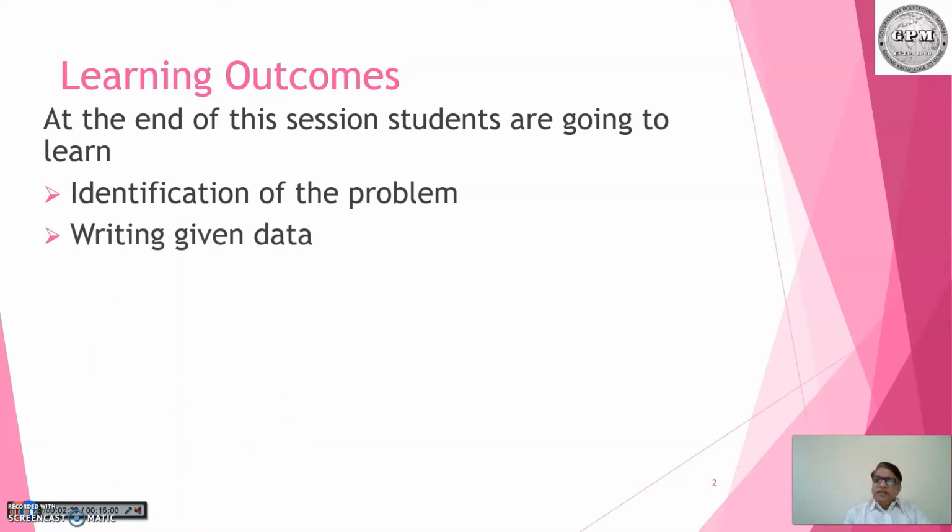The second one is writing the given data. So what the students generally do, without going through the given data, they just read the problem, and then they will start with the solution. So that is the wrong way of doing. The right way is to write down what are the given data correctly.